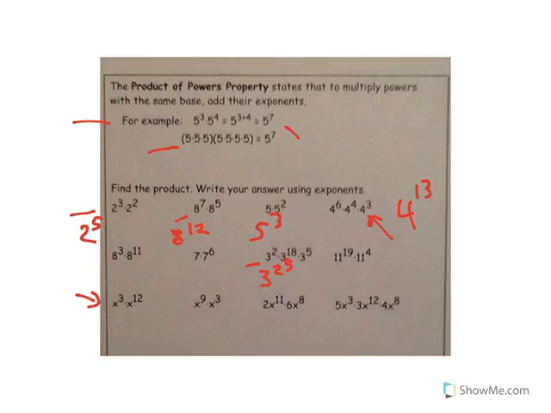Now, this works the same when you have variables. So for example, here, when we have x to the third power and x to the 12th power, it still is going to be x to the 15th power. This is going to be x to the 12th power.